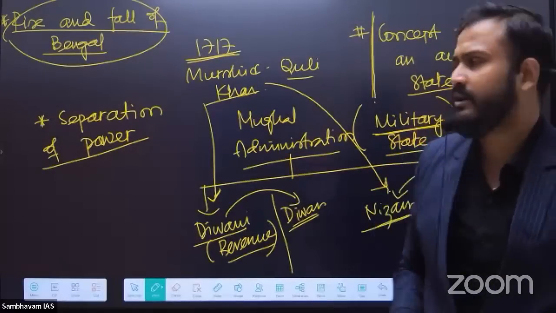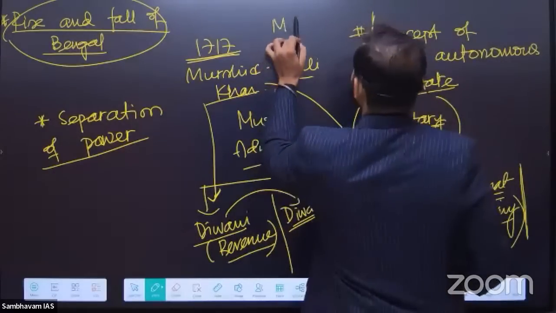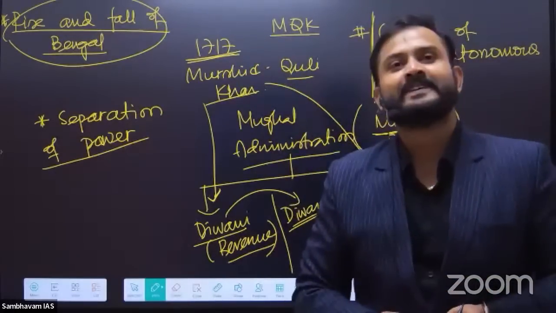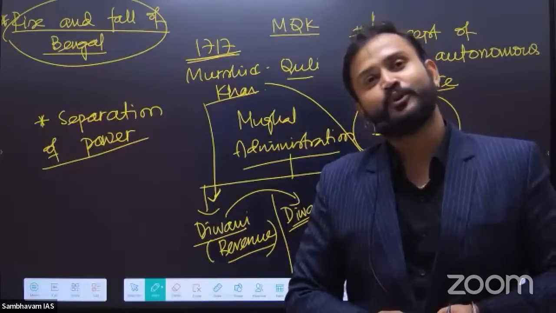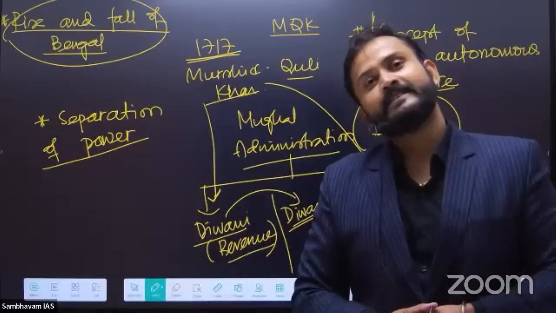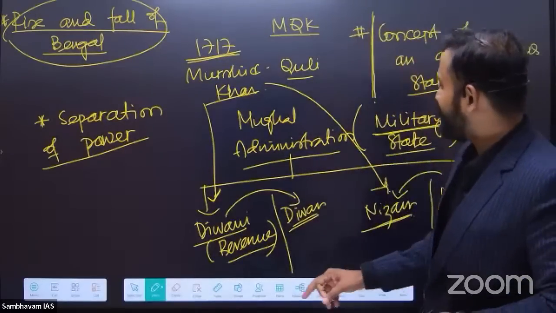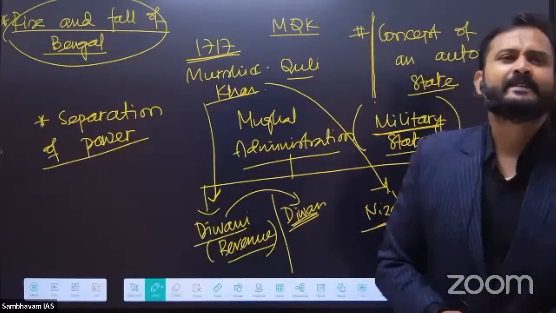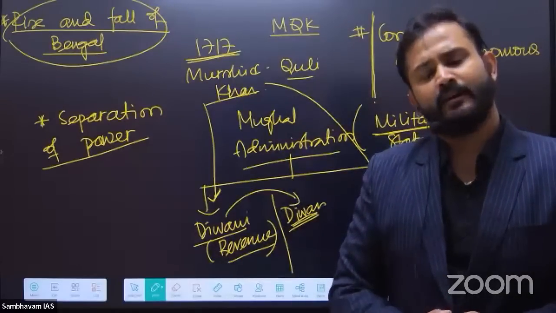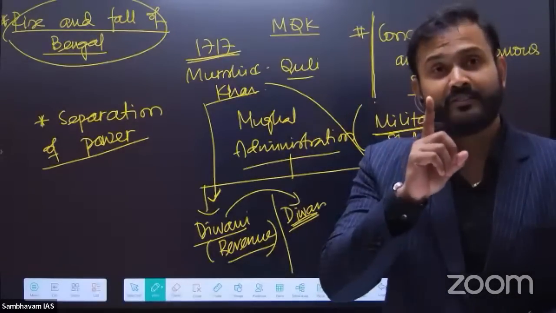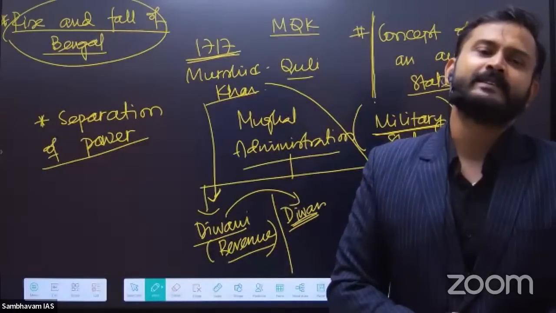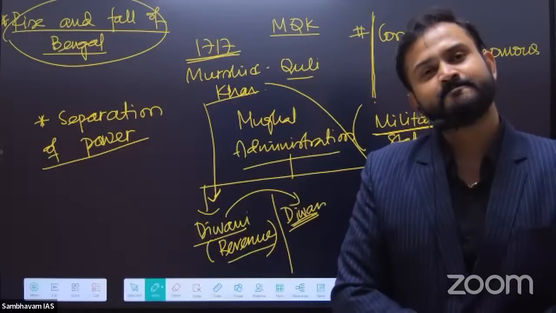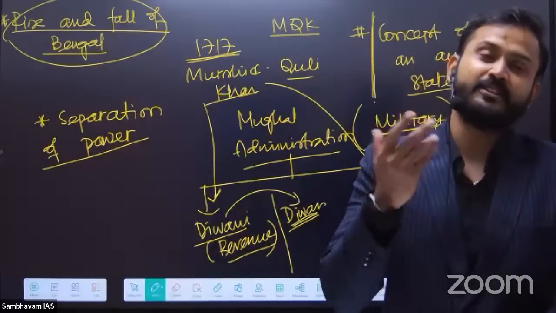Next point, Murshid Quli Khan. In short, you can also write down MQK. Murshid Quli Khan was already appointed in the position of Diwan, or appointed as Diwan of Bengal. In bracket, once again write down revenue department, collection of taxes, managing of the revenue. Full stop. Alongside, keep on writing.